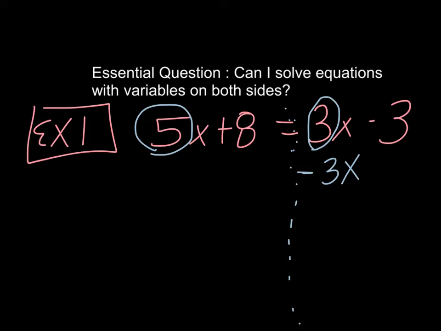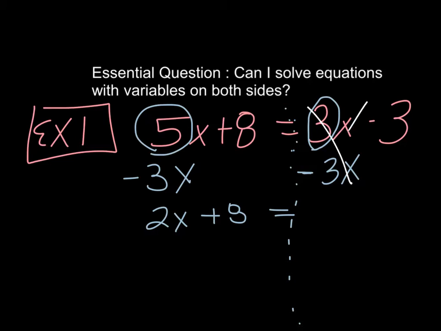Now the reason why I'm subtracting is because that's a positive 3. Subtract 3x on this side as well. Remember, because it's a mirror. What you see on one side, you're going to see on the other. So now I have 5x minus 3x is 2x plus 8. These are killed off. So now we have negative 3.